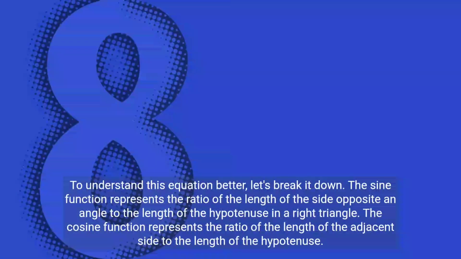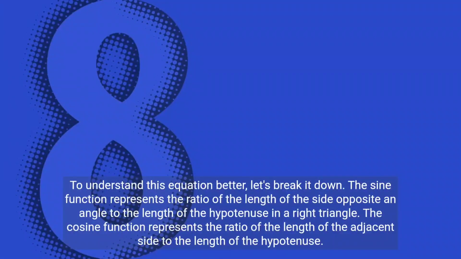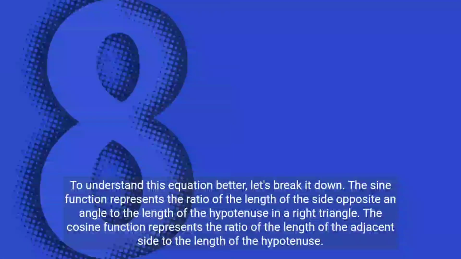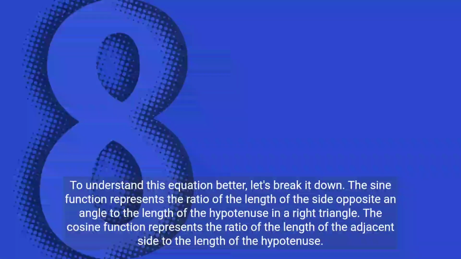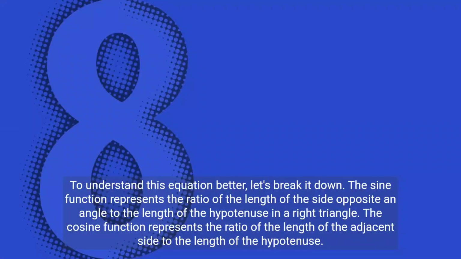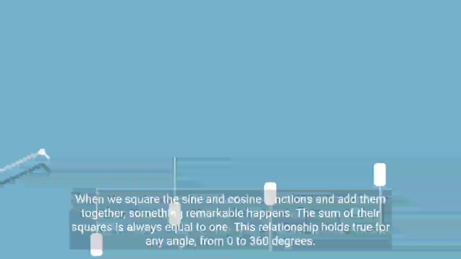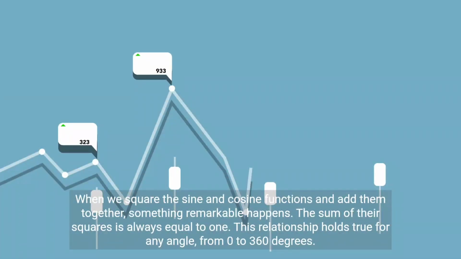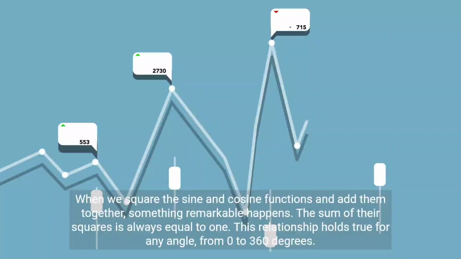The sine function represents the ratio of the length of the side opposite an angle to the length of the hypotenuse in a right triangle. The cosine function represents the ratio of the length of the adjacent side to the length of the hypotenuse. When we square the sine and cosine functions and add them together, something remarkable happens. The sum of their squares is always equal to 1.